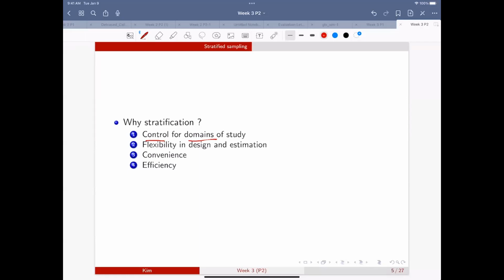Convenience, of course, I don't exactly know what convenience means, but I think it's related to flexibility and efficiency. Efficiency means statistical efficiency, in the sense that the variance is reduced if you stratify.